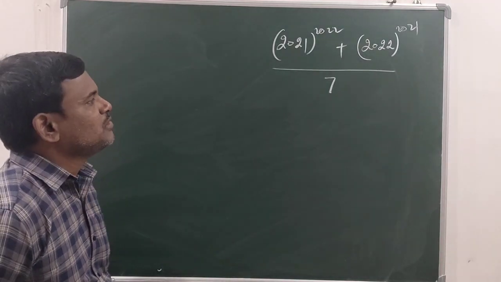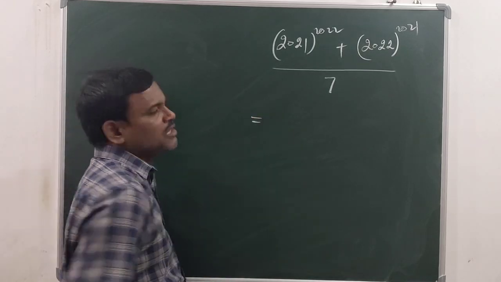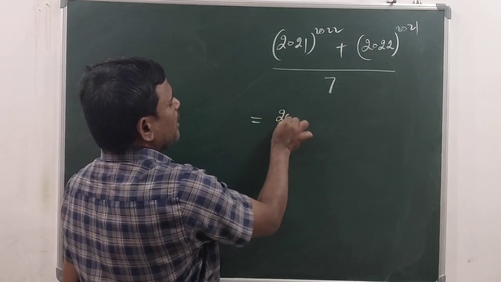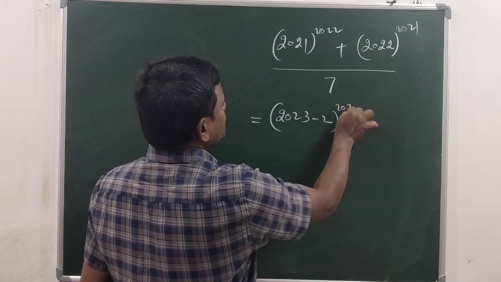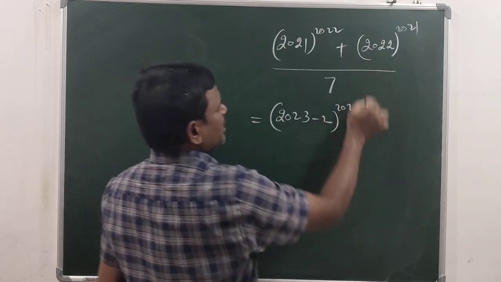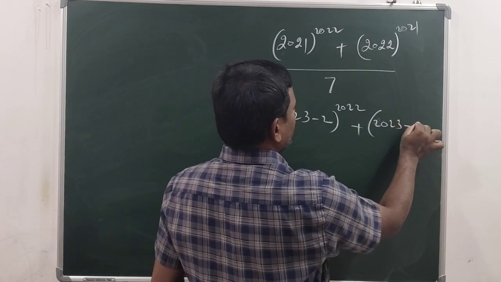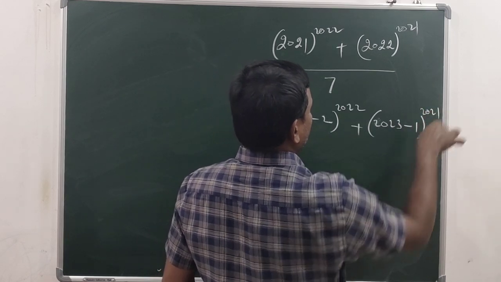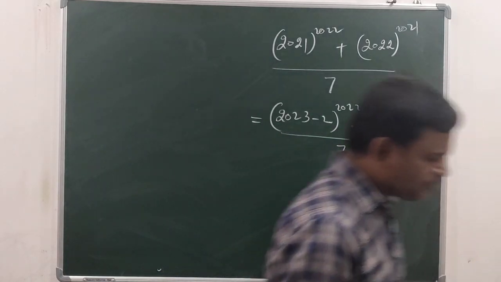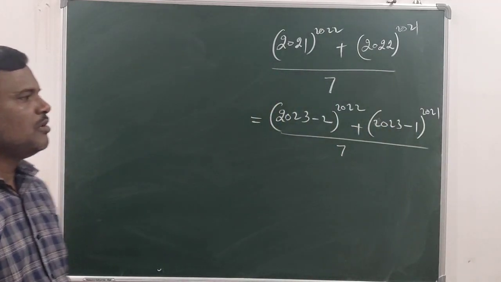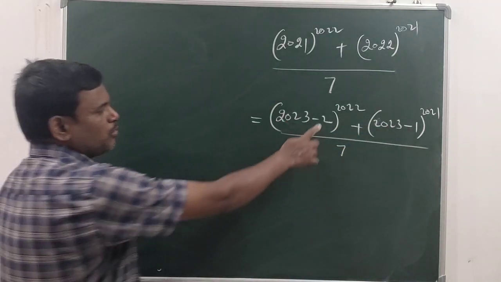Okay, students. This one is also the same as the previous applications. Now let us do the solution. This base I would like to write as 2023 minus 2. Why am I writing it like this? So here also, (2023 minus 1) whole power 2021, divided by 7. Why did I write 2023 minus 2 here and 2023 minus 1 here?